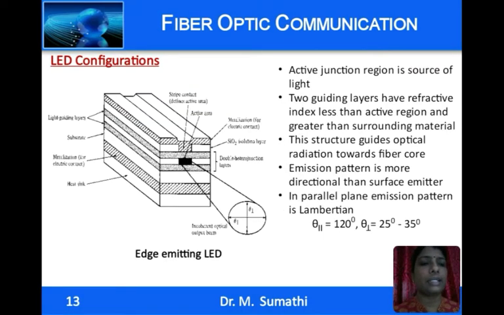Next is the edge emitting LED. Here, the emission is along the direction of the fiber axis. As we can see, the active PN junction layer is surrounded by the double heterojunction layers. The emission pattern of an edge emitting LED is more directional compared to that of a surface emitter. So, in the parallel plane, the emission is Lambertian with an angle of 120 degree, and in the perpendicular plane it is 25 degree to 30 degrees.